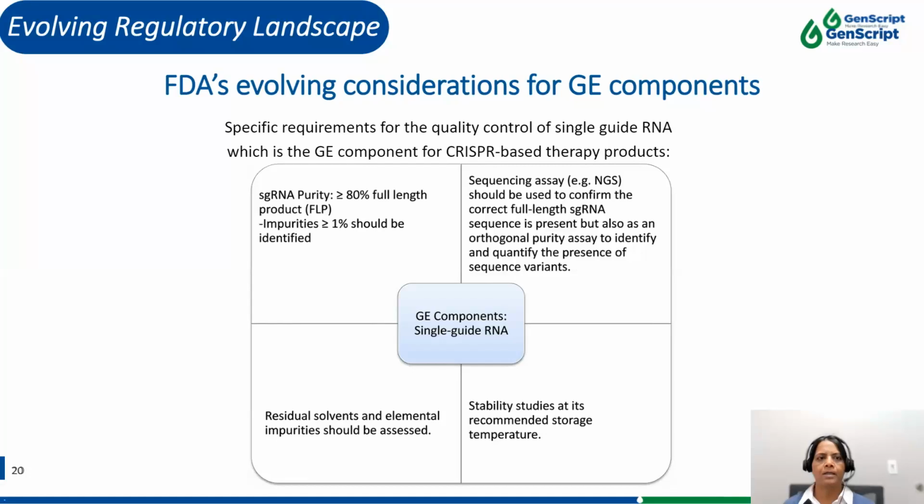is present. There is also an emerging requirement to use NGS as an orthogonal purity assay to identify and quantify the sequence variant. And this dual approach ensures both sequence confirmation and purity testing, which are crucial for addressing the safety concern. In addition, residual solvent and elemental impurity introduced during the manufacturing process must be assessed due to the safety concern. Moreover, stability, particularly at the recommended storage temperature, needs to be evaluated to understand the long-term effect. So FDA guidelines also highlight the importance of having long-term stability data for single guide RNA.